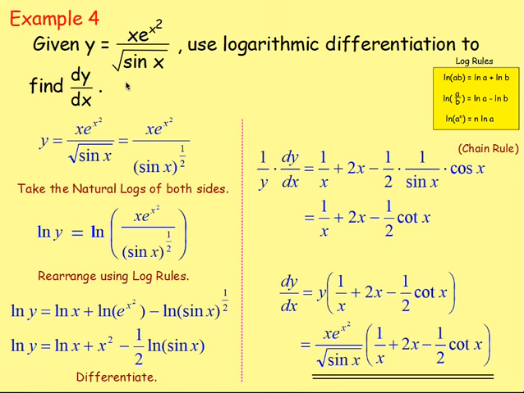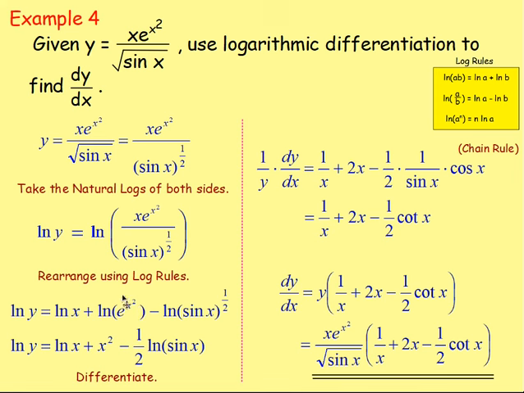If you take the logs of both sides, that'll give you ln y equals ln of x squared e to the power of x squared, and then this is sine x to the power of a half. So we'd have ln of that. But you can apply your log rules because you've got something times something. You can write that as ln x plus ln e to the power of x squared. And because you're dividing by sine x to the half, you can take away ln sine x to the half. So it's using your log rules.